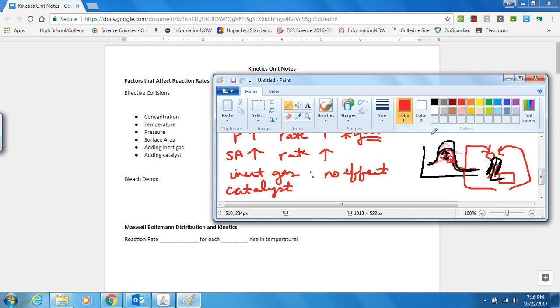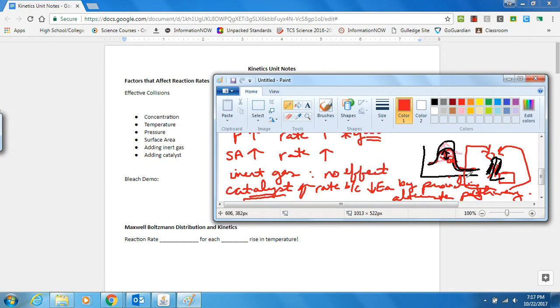And how does it do that? It increases the rate because it lowers your activation energy by providing an alternate pathway. So when we explain catalysts on exams, we want to say all of this. What a catalyst does is increase our rate. How does it do that? It lowers the activation energy by providing an alternate pathway. And so that is why when we add catalysts to things, it makes reactions happen faster.